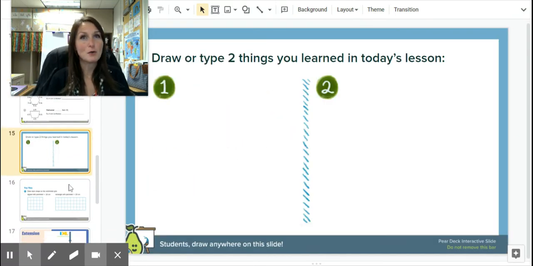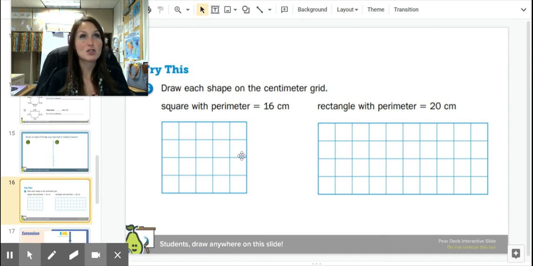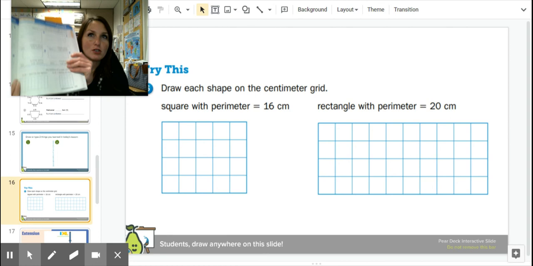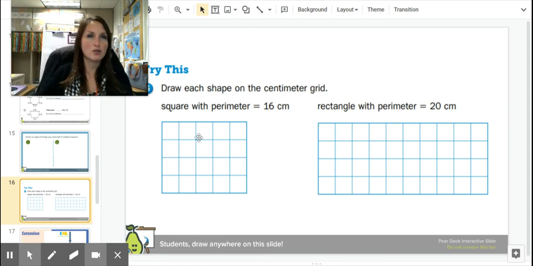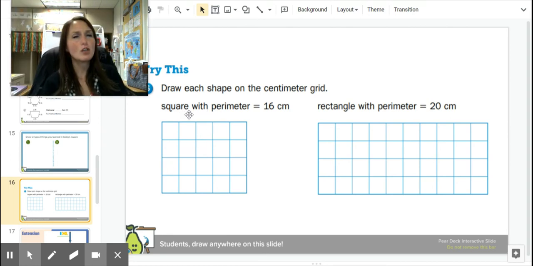As always, don't forget to reflect. There's even this Try This that is in your book as well. That would be a great thing for you to do at the bottom here, and show your thinking here, where it says to draw each shape with a perimeter of 16. So this is not your shape of 16 squares. Okay, so you need to draw one where the whole outside would be 16. Don't count the 16 squares inside. That's something we're going to learn about later. Okay, so make sure the outside is 16.